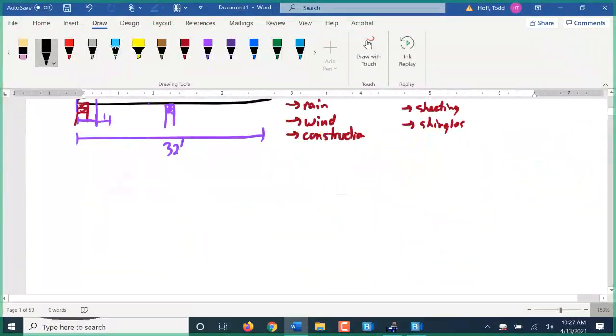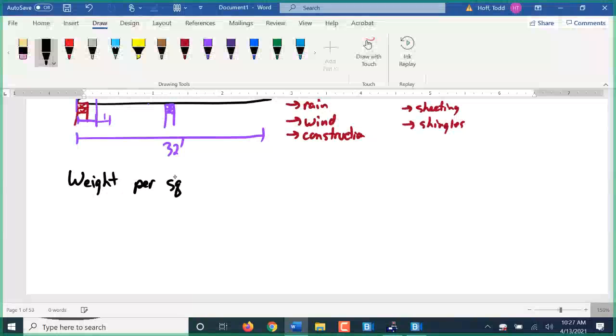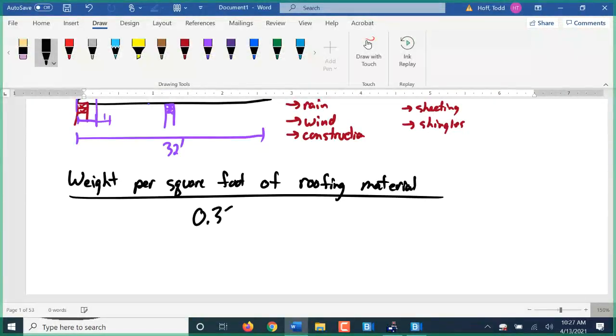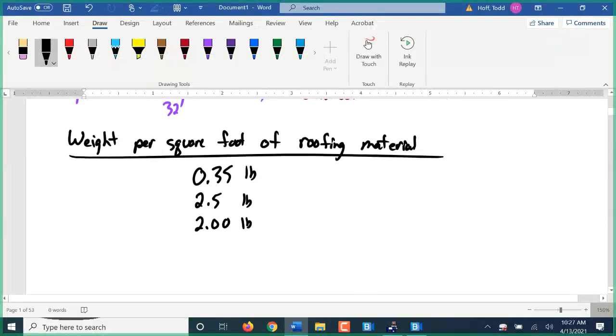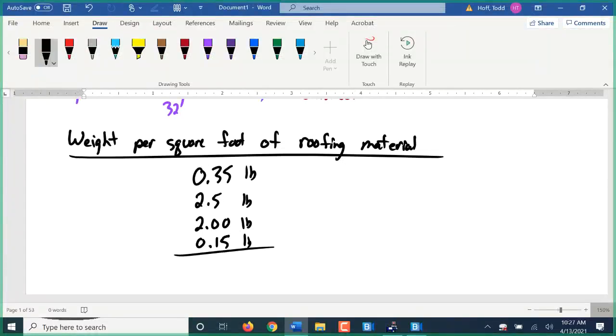Let's just look at the weight on a roof per square foot of roofing material. As we said, your underlayment is 0.35 pounds per square foot. Shingles are typically rated at 2.5 to 3.5 pounds per square foot. Your sheeting itself is 2.0 pounds per square foot. And nails are kind of negligible. We're going to put them as 1.5 pounds just to round off some of our numbers here. So this ends up being 5 pounds per square foot.